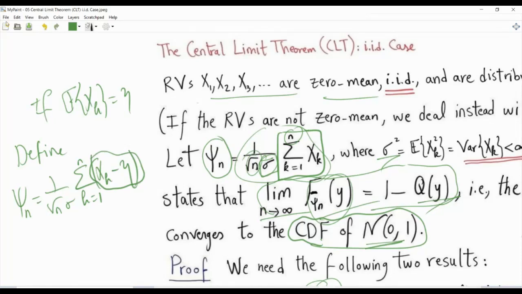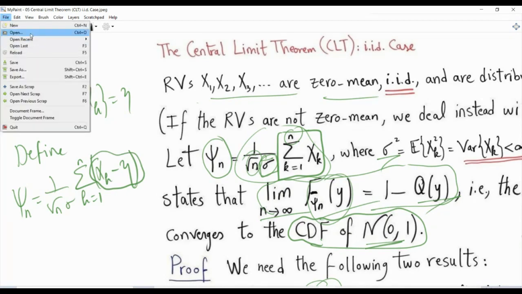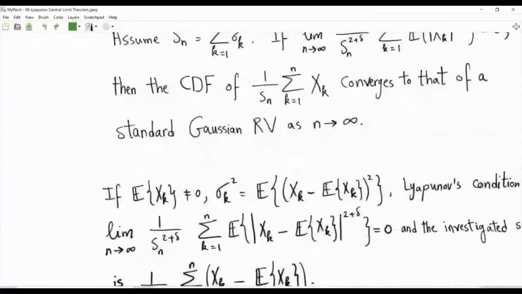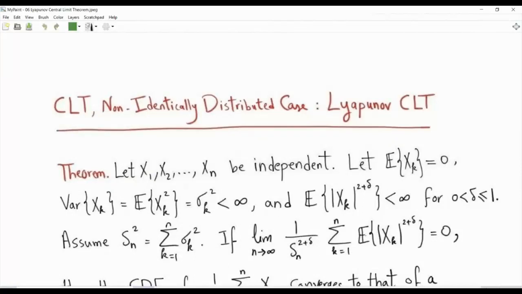Now there are so many central limit theorems. It's not just one. There are several. Here we will just focus on another one, the Lyapunov central limit theorem. For the Lyapunov central limit theorem, we will keep the assumption of independence, but now we will allow our variables to have different statistics, perhaps different distributions. So it's the non-identically distributed case.